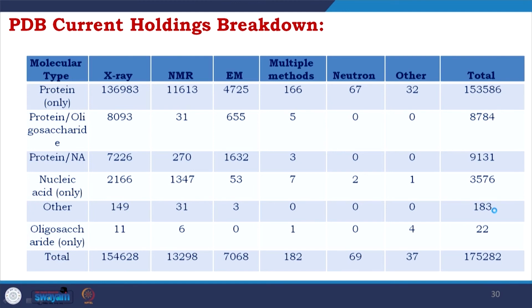So, total through X-ray 1,54,628 structures, through NMR 13,298, electron microscopy 7,000, but if you remember, we have shown that in 2017 to 18 EM had already started superseding NMR. And the total is 1,75,282, we have already talked about that.